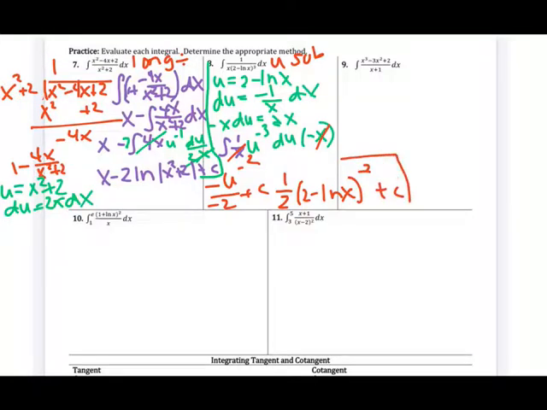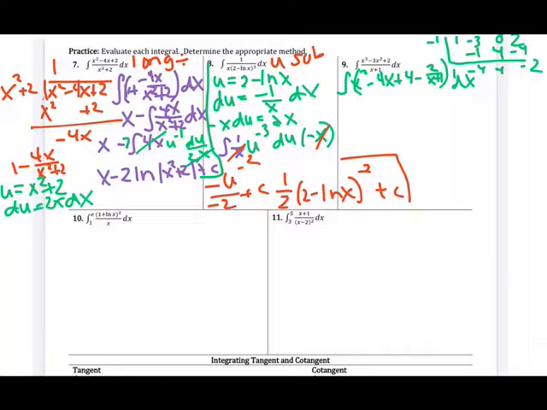For number 9, we're going to use synthetic division, or you could use long division. That enables us to rewrite this as a polynomial with one term that is going to go to natural log. So when we integrate this, we're going to get x to the third over 3 minus 4x squared over 2, so minus 2x squared, plus 4x plus 2 natural log of the absolute value of x plus 1 plus c.